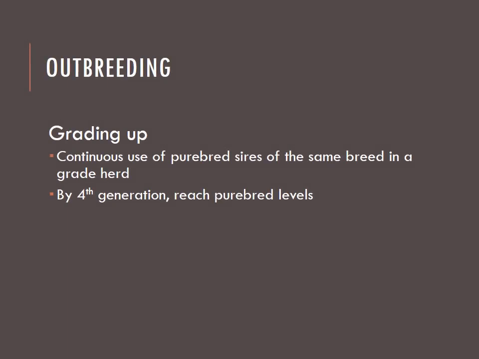A little bit on grading up here and the outbreeding continuous use. If you have a grade herd and you want to become a purebred herd, by about the fourth generation you can reach basically purebred.